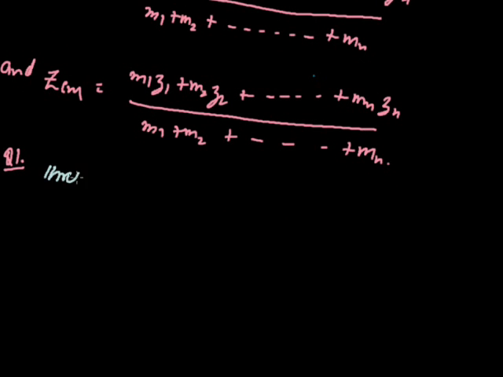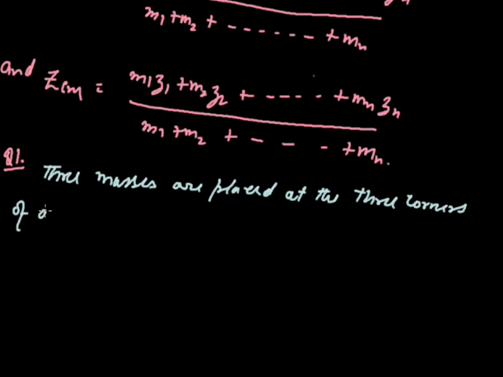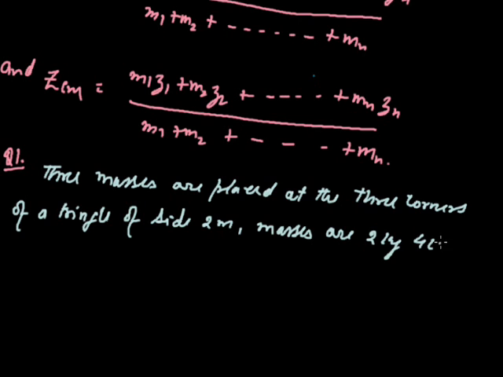Three masses are placed at the three corners of a triangle of side 2 meter. The masses are 2 kilogram, 4 kilogram and 5 kilogram. Find its center of mass.